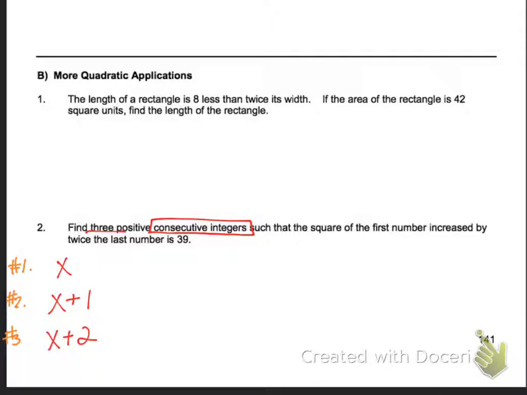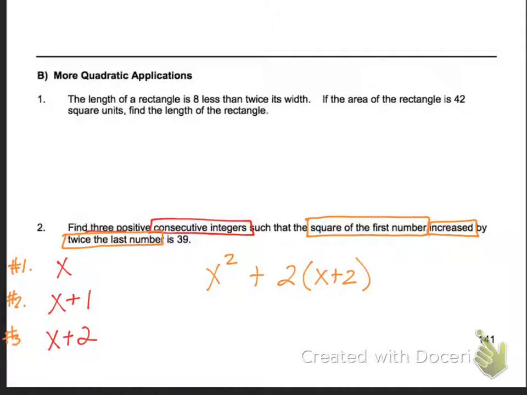Then it says the square of the first number. I want you to write, what is the square of the first number? X squared. X squared, good. So I'm going to write x squared. Increased, that's plus. It's like a special code word. Twice the last number. 2, and then in parentheses x plus 2. Amazing. Yeah, that's right. Equals 39. 39 is the equal sign. Okay. We did it.